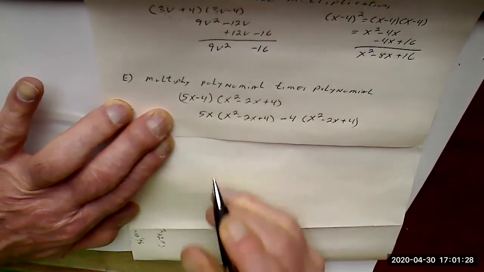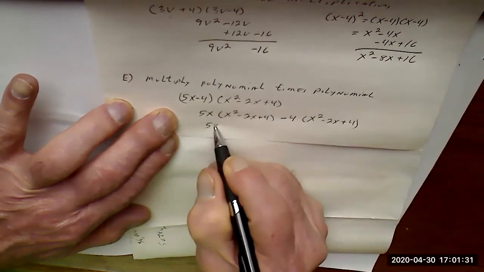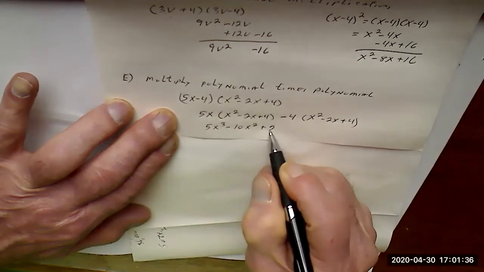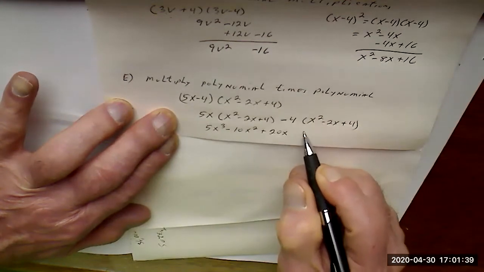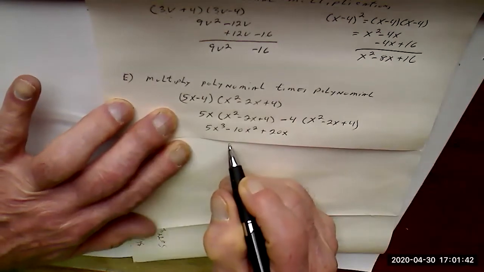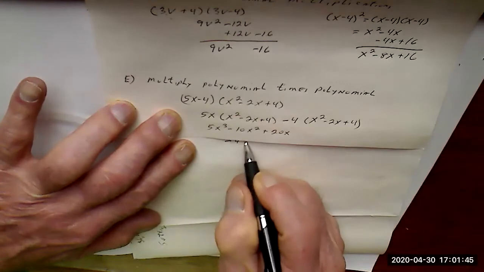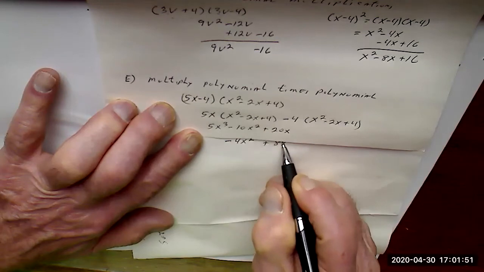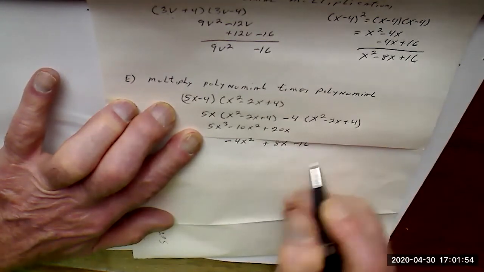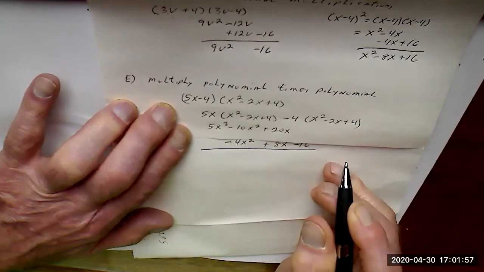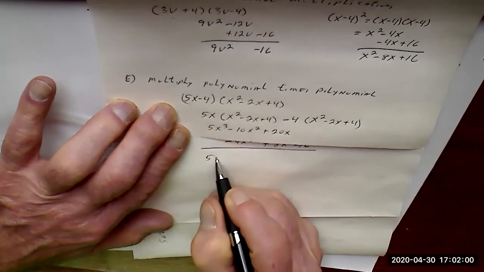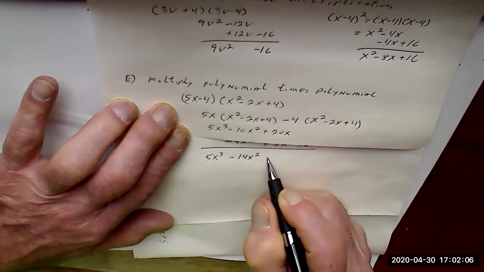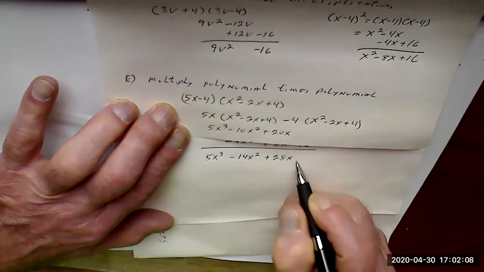Performing some distributions, we're going to end up with 5x cubed minus 10x squared plus 20x, minus 4x squared. Let's line them up. Let's line like columns up. So minus 4x squared, plus 8x, minus 16. Lining columns up makes it much easier to do the addition. So we're going to get 5x cubed minus 14x squared plus 28x minus 16.